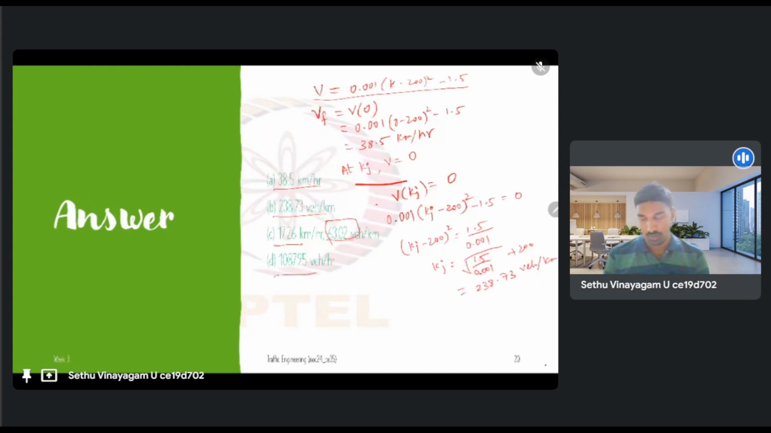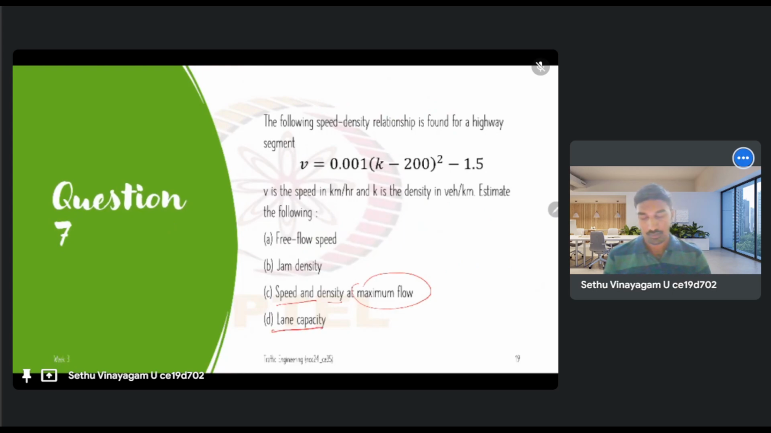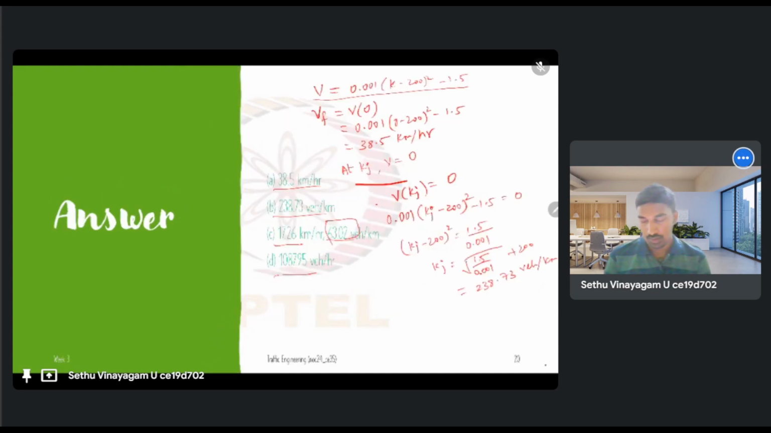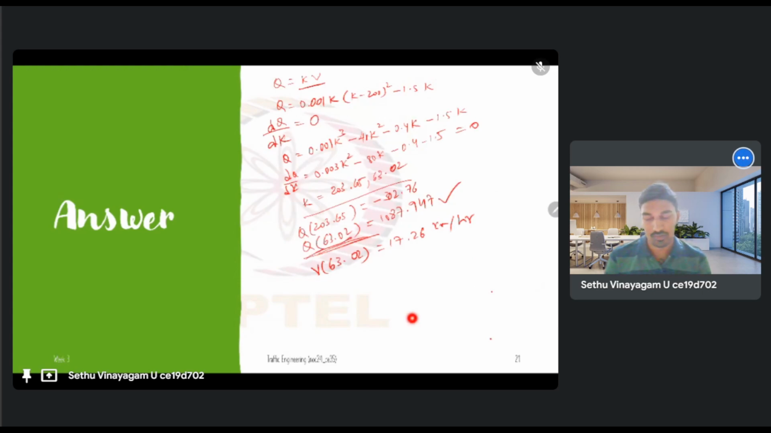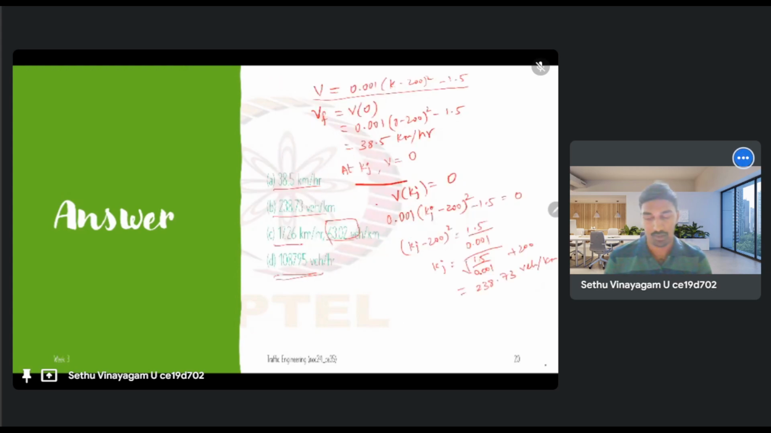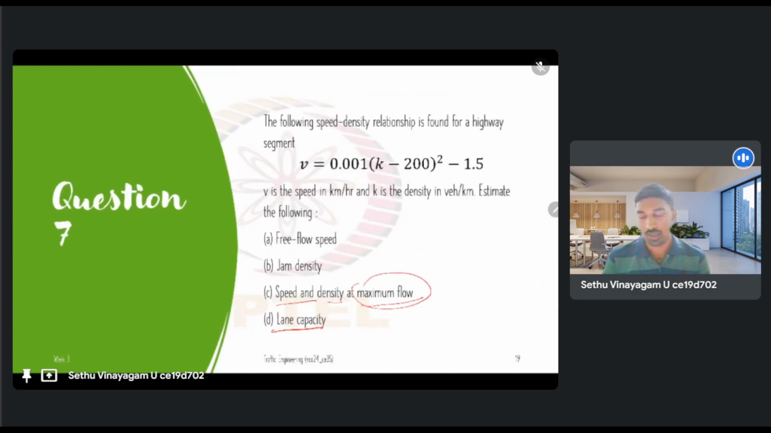And finally, we have to find the lane capacity. So what is lane capacity? Basically, capacity is the maximum flow that you can accommodate, right? So what is the flow at the critical density, or the density where the flow is maximum? We have already calculated it, which is q of 63.02. That is 1087.947, right? So that is your lane capacity. It is 1087.95 vehicles per hour. Okay, so that's how we calculate these different points in our fundamental diagram.